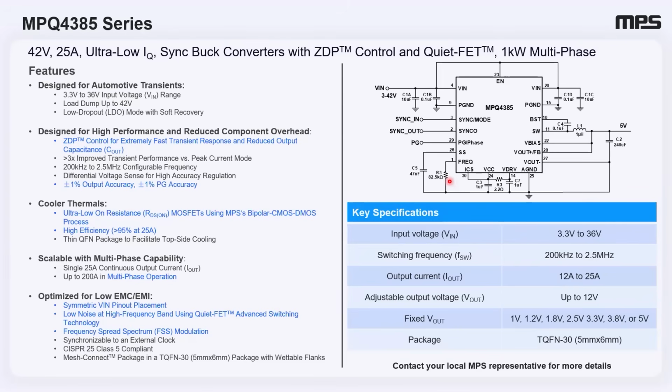as a practical example. The MPQ4385 supports a wide Vin range from 3.3 volts to 36 volts and is capable of handling load dumps up to 42 volts. Thanks to MPS proprietary zero delay PWM control strategy, the MPQ4385 has an extremely fast load transient response with reduced Cout and provides 3 times improved transient response versus peak current mode control. Ultra low RDS(on) using the MPS bipolar CMOS DMOS process provides high efficiency, almost greater than 95% at 25 amps.